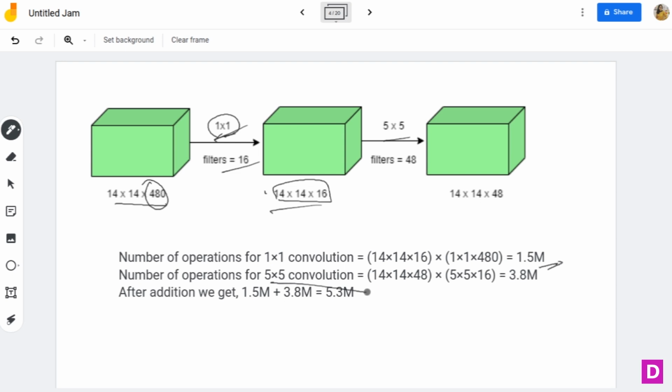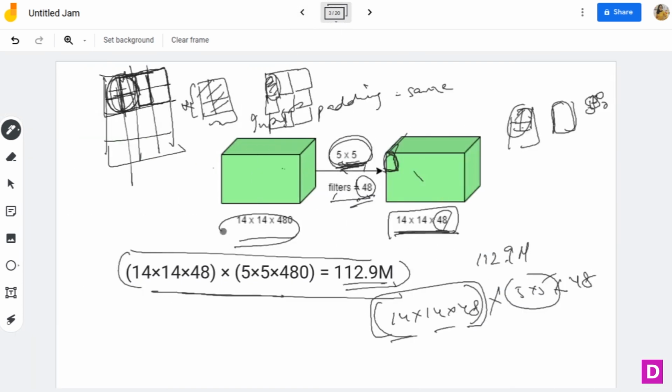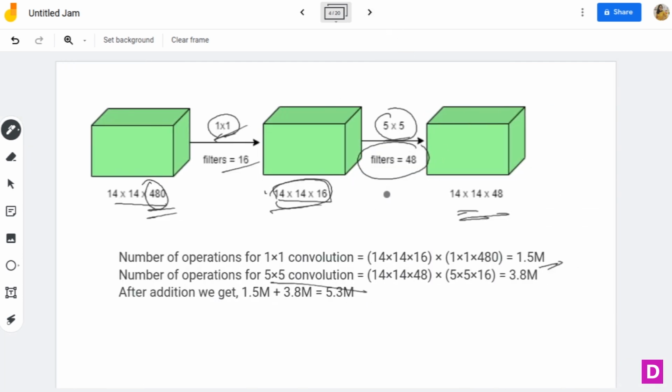In the same way, for the 5 cross 5 convolution, this 14 cross 14 cross 16 will pass through a 5 cross 5 convolution with 48 filters. See, the output is the same. From the input, the output is the same. Here also 14 cross 14 cross 480, and you got 14 cross 14 cross 48 with a 5 cross 5 convolution and 48 filters. Here also I am doing the same thing, but I am adding another layer of 1 cross 1 convolution. After doing this operation, this comes out to 3.8 million.